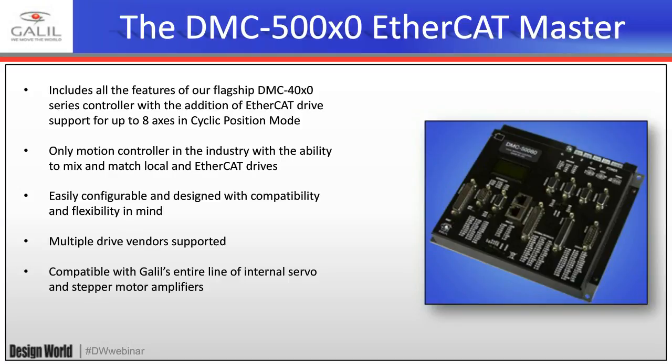At this time, there are multiple drive vendors supported. We have a list of those a little bit later here. And the 50,000 is also compatible with Galil's entire line of internal servo and stepper amplifiers. There really is just a ton of versatility there. You have access to the internal amplifiers. You still have access to external third-party analog drives, as well as EtherCAT drives. And so it's really meant to be a jack of all trades.